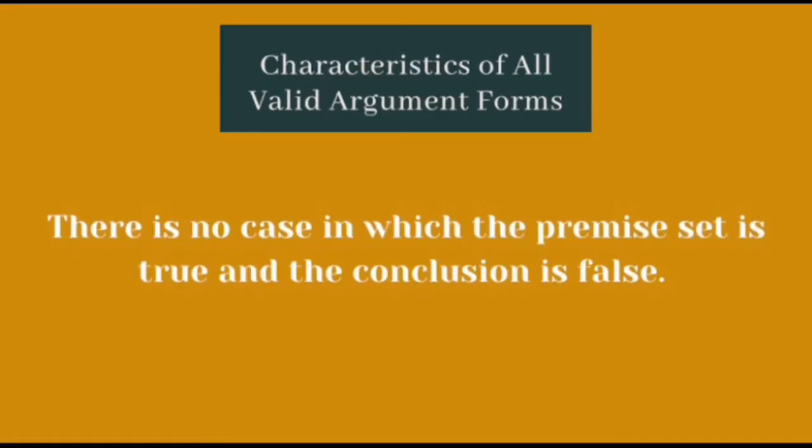The logical structure of various arguments may differ, but if they are valid, they share one common characteristic in their truth tables. There is no case in which the premise set is true and the conclusion is false. So, if an argument form has a true premise set and a false conclusion, it is invalid. This is why we need to represent the argument first, and once the logical structure is revealed and the content is disregarded, we can focus on the logical form and see if the argument is invalid or valid using the truth tables that we have just discussed.